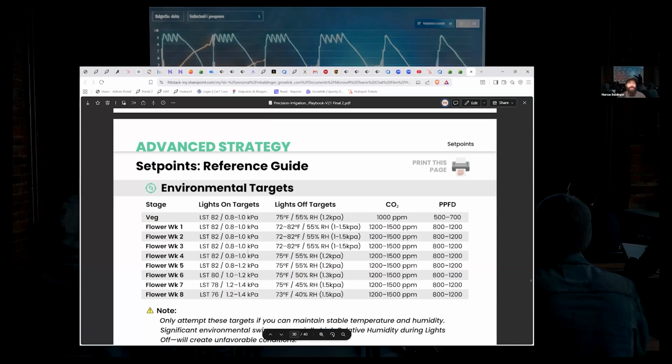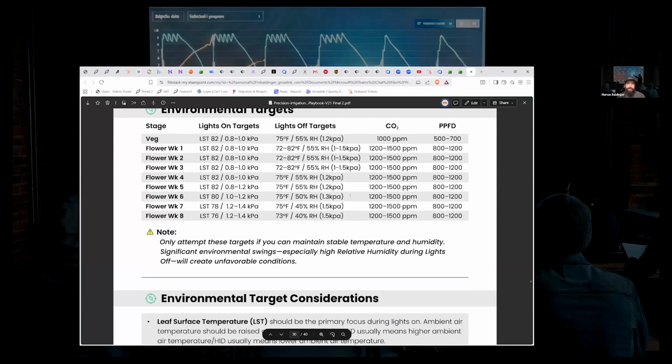With this note right here, as I put these targets in, because so many people are always asking for targets, like what do I do, what do I do, the thing to remember is that every room is set up different. Every level of control is different. I have to give this disclaimer: only attempt these targets if you can maintain stable temperature and humidity. Significant environmental swings, especially high relative humidity during lights off, will cause you some serious problems. That's my nice way of saying it will mess things up.